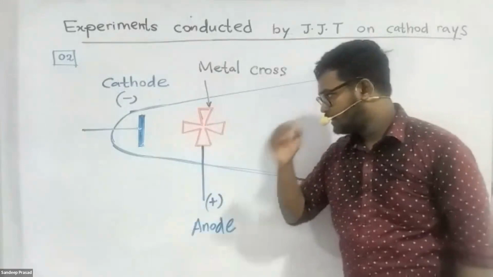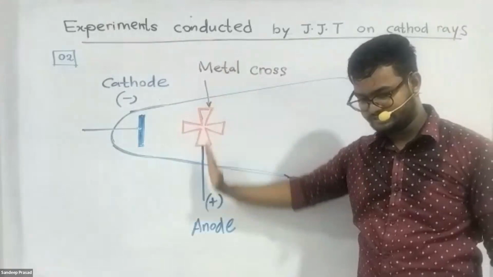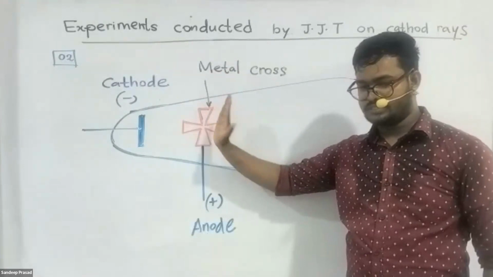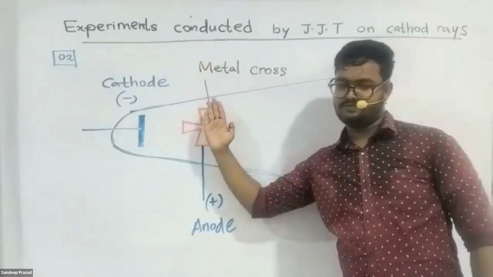Now, actually, this is in this way. We cannot draw that in three dimensions. This is not a 3D plane. This is a 2D plane. So I have to flip this one in this way and show this. Actually, the metal cross is in this way, so we cannot draw that one. Therefore, I will take it in this way. Now, what will happen, students?